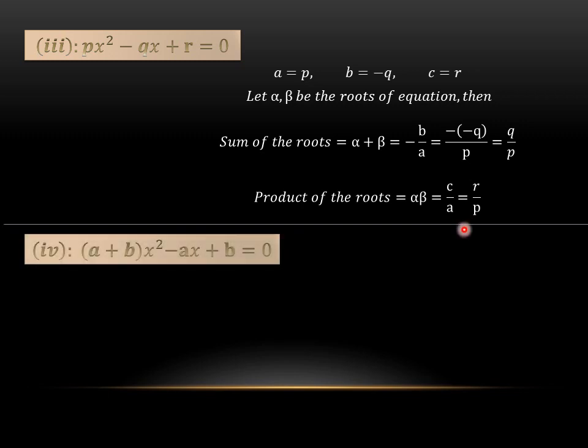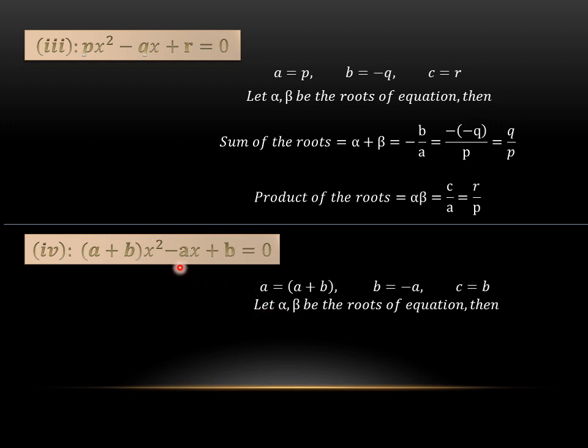Part 4. We are having A plus B with x square, minus A with x, and plus B as the constant term. So the coefficient with x square will be A, which is A plus B. Coefficient with x will be B, which is minus A, and the constant term will be C, which is B. Again, we will suppose that alpha and beta are the roots of the given equation.